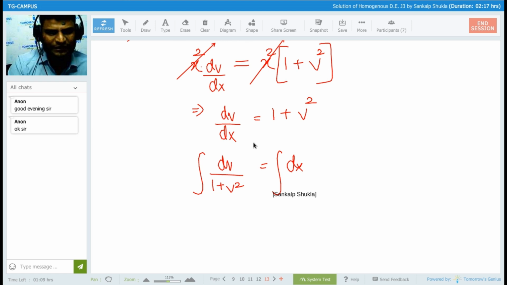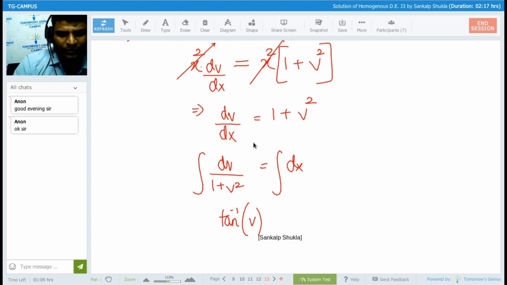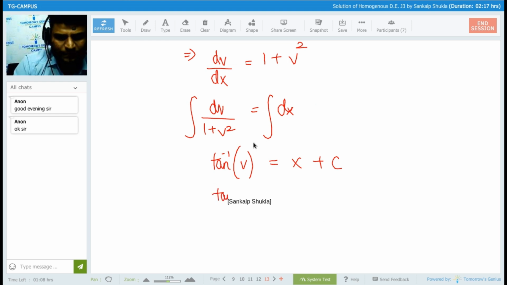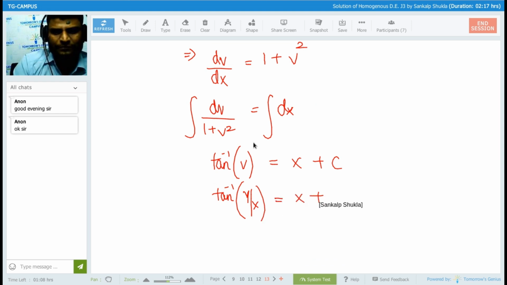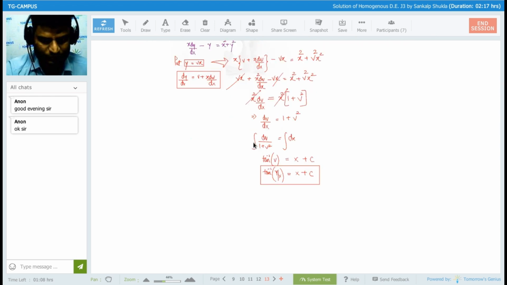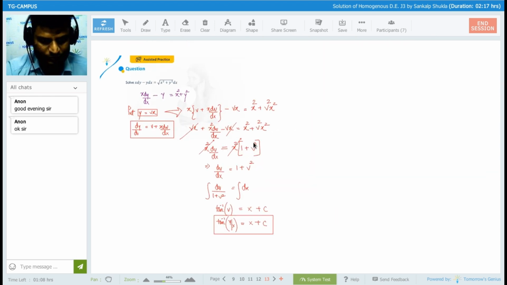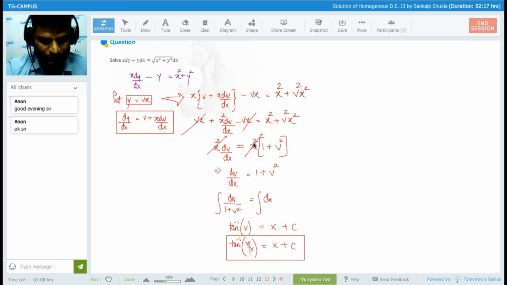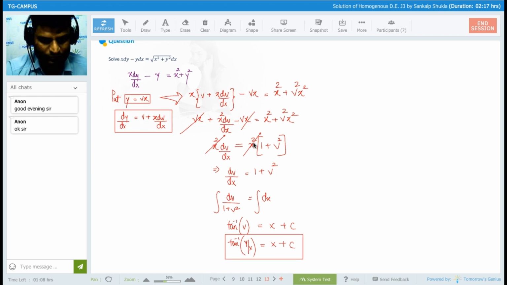Now we can integrate on both the sides. So what is the integration of 1 upon 1 plus v square? Tan inverse v is equal to x plus c. Or we can say that tan inverse y by x is equal to x plus c. So this is supposed to be the final answer. Quickly note it down.